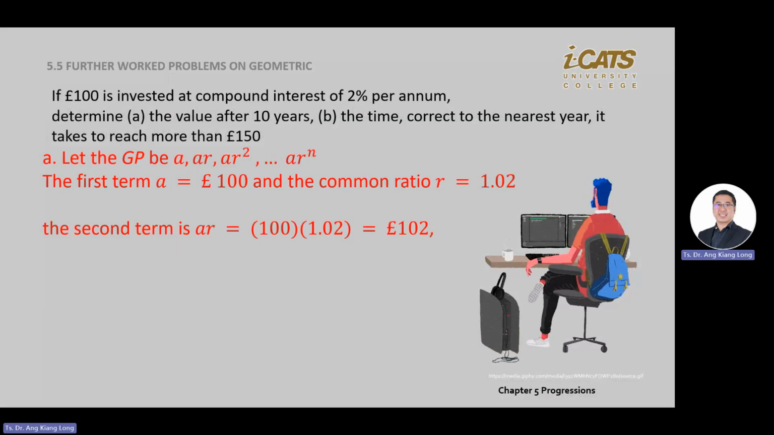Okay. So why is the R 1.02? Because of compound interest. Compound interest means the number becomes bigger and bigger. It means you write A, AR, then AR squared, right? So the first number is A. The second number should be bigger than A, right? By how many percent? 2%. So it must be multiplied by 1.02. Multiply A.